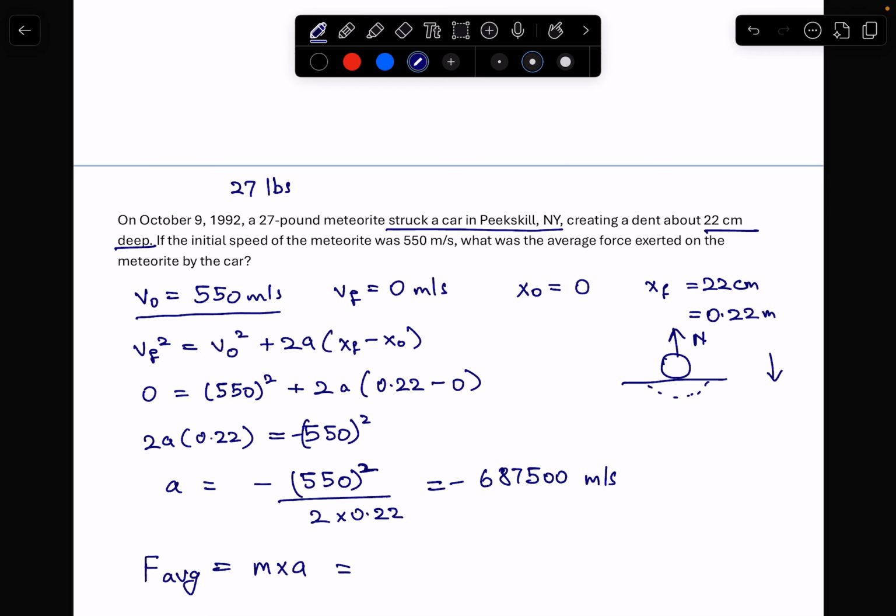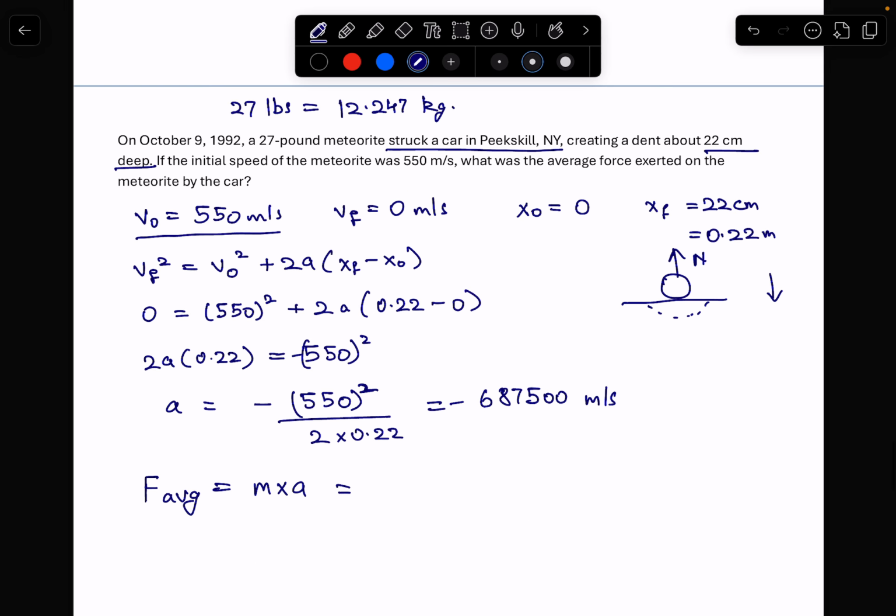27 pounds is equal to 12.247 kg. I'll do the significant figures later. 12.247 times 687,500. I can say it's negative, but then the force and the acceleration will have the same direction. Multiplied by 12.247.